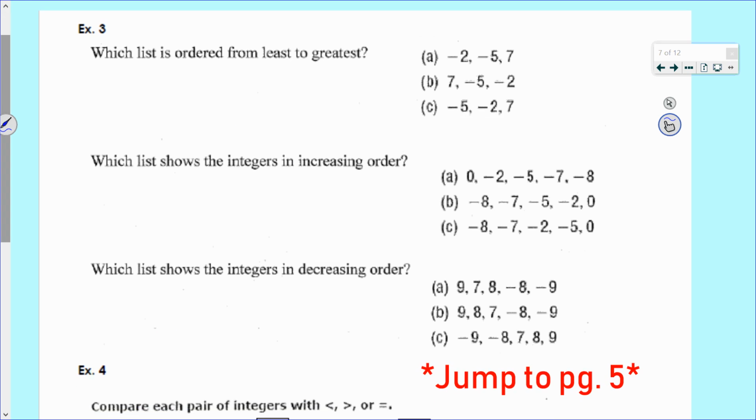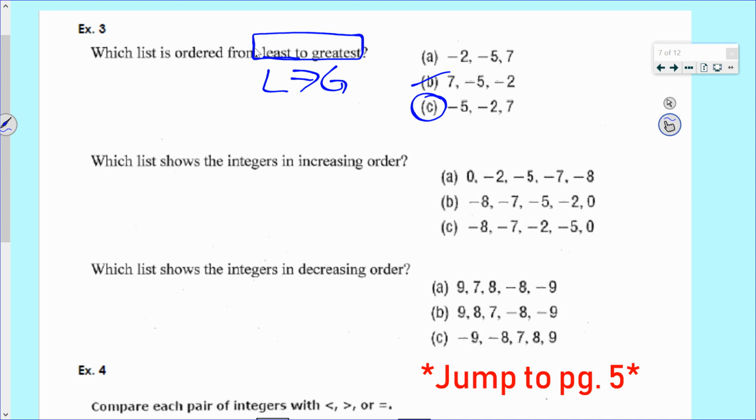So which of these lists is ordered from least to greatest? Again, marking our text is going to help. The nice thing in a multiple choice, if it says least to greatest, is it going to be a positive to start? No. So I automatically know that's wrong. Now I only have 2 to look at. Which one's right? -2, -5, or -5, -2? Good. -5, -2. So C.